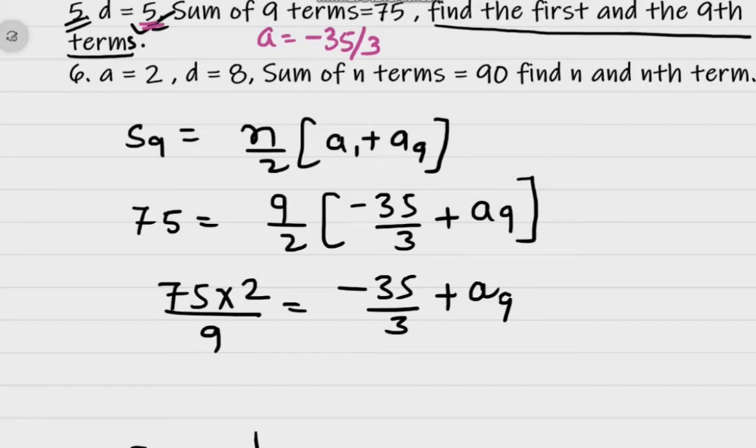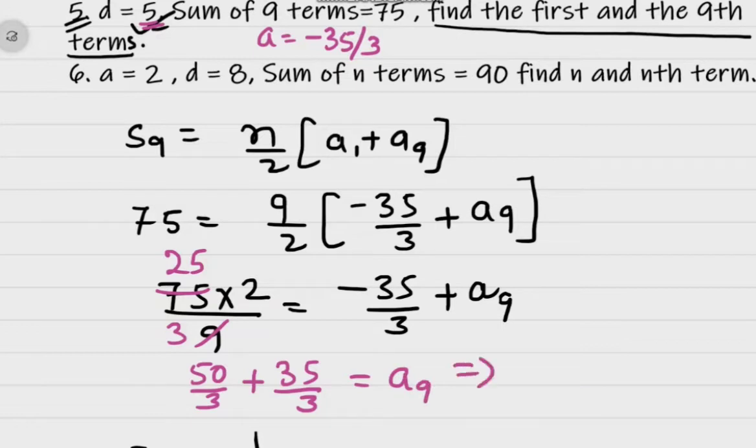Now see, here you can cancel. 3 3s are 9, and 3 2s are 3, 25s are 75. Now again you are getting 50 by 3. So here you are getting 50 by 3 and minus 35 by 3. If you take this side, this will become plus 35 by 3 and that is equal to a9.